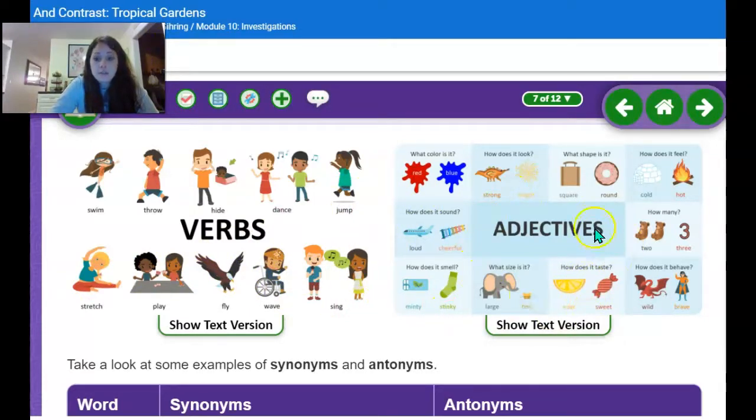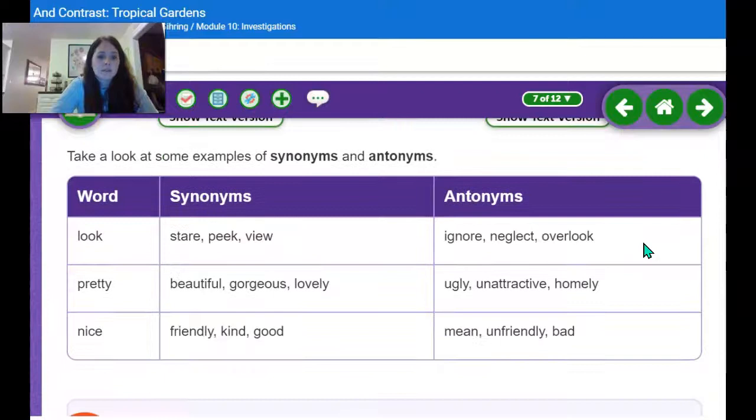And then adjectives would be words like strong, bright, square, round, cold, hot, wild, brave, sweet, sour, tiny, large, stinky, minty, loud, cheerful, red, blue. Those are all describing words. So we want to look at antonyms and synonyms.